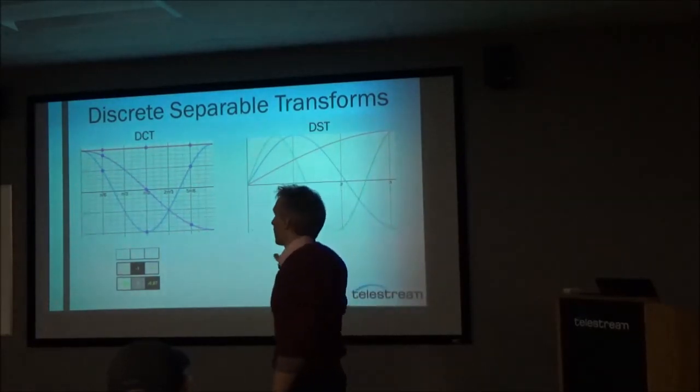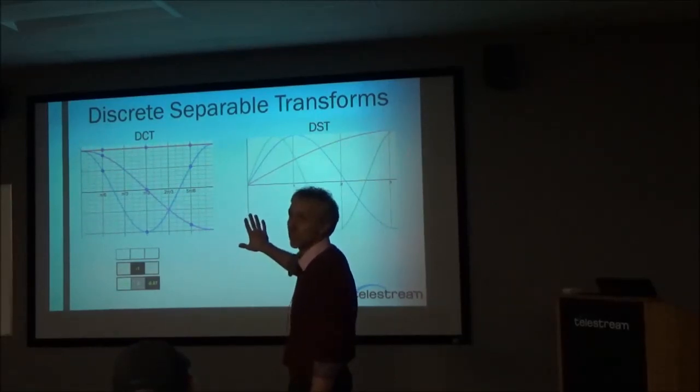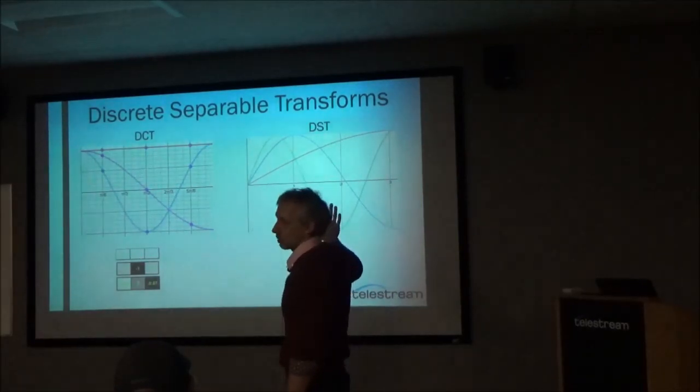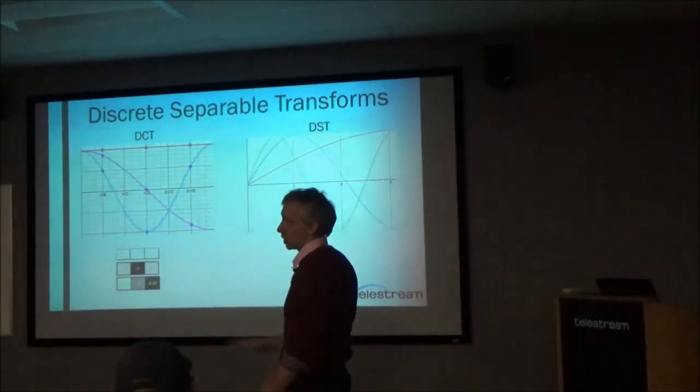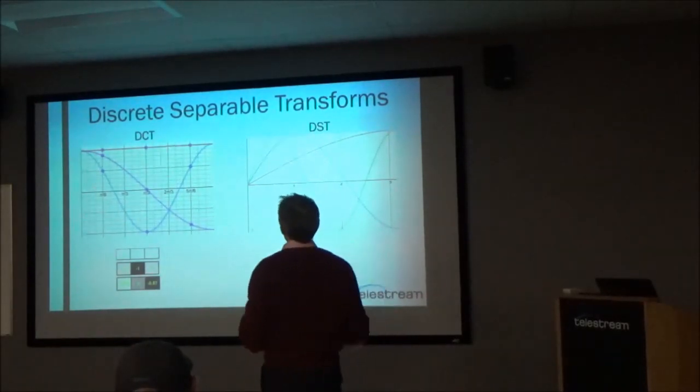And so what they've done in the VVC standard is said that we can actually switch. This block, maybe we'll use a DCT because it's flat. This block, discrete sine transform, works better, and we'll use that one. And so they switch on a block-by-block basis whether they're going to use one transform or the other.